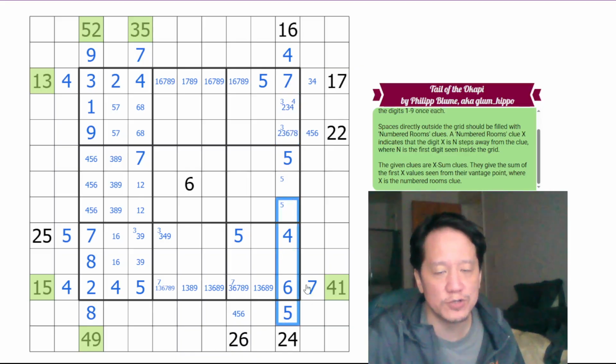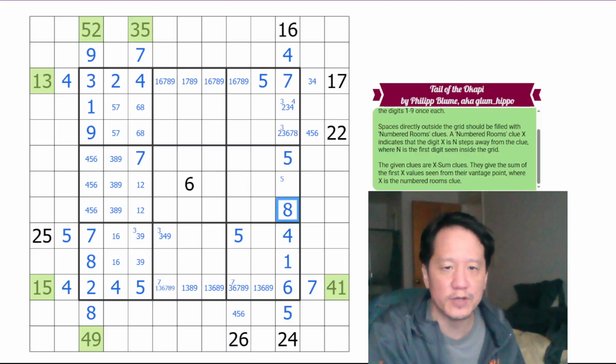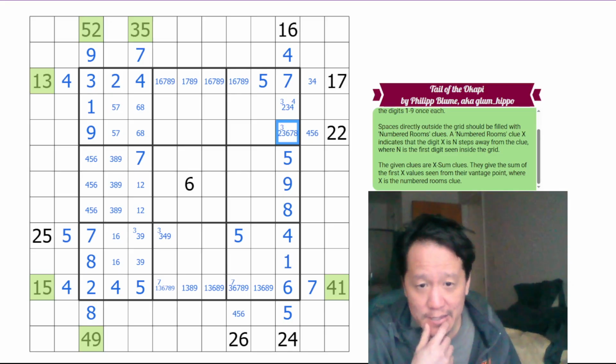Can this add up to 24? We have 4, 6, and 5 here. That's 15. 24 minus 15 is 9, so this would be 1 and 8. So that could work, that being 1 and that being 8. So this would be 9, that would be 2 and 3. So that is possible.